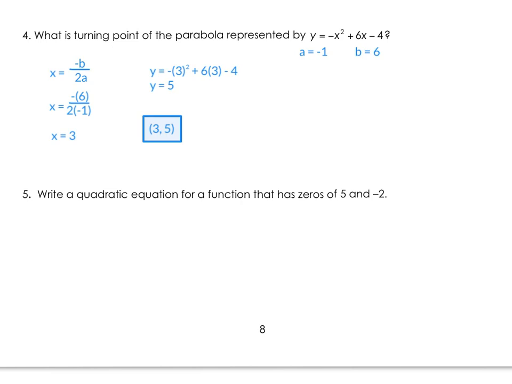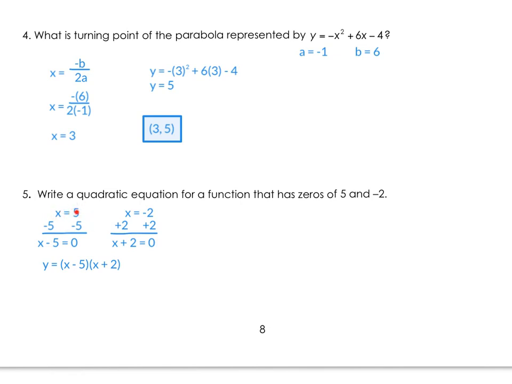Okay, last question says to write a quadratic equation for a function that has the zeros of 5 and negative 2. So that means that my x values for the zeros are 5 and negative 2. So I can write that as x equals 5 and x equals negative 2. Now pause the video and give this a try. This is just like what we did in the previous video where we found the roots and worked backwards to write the equation.